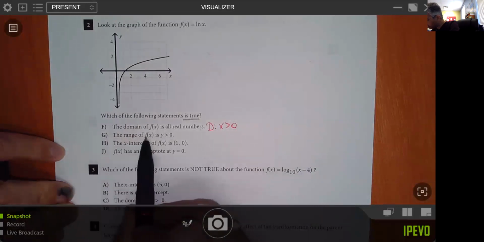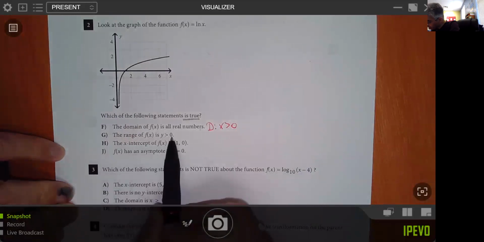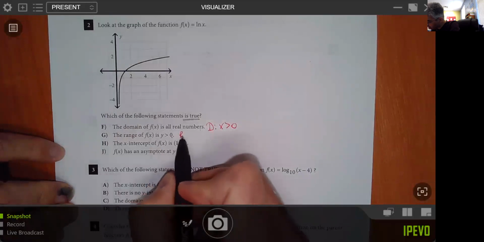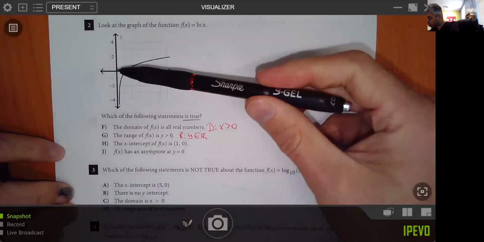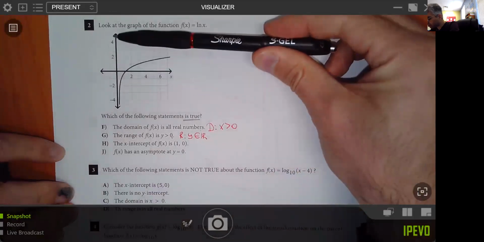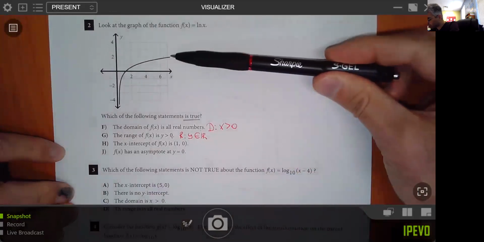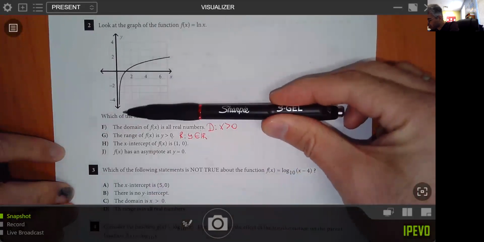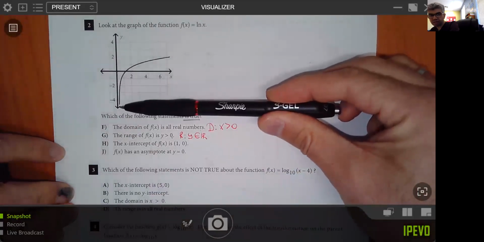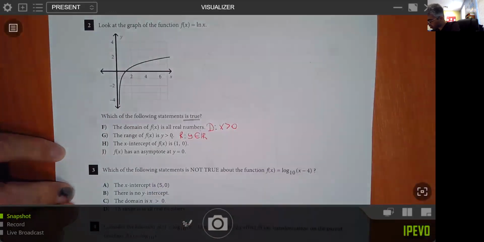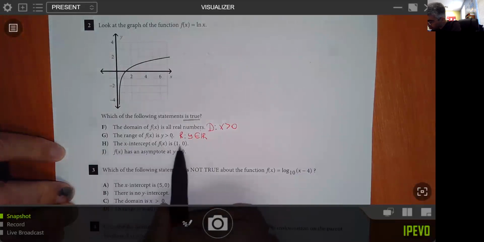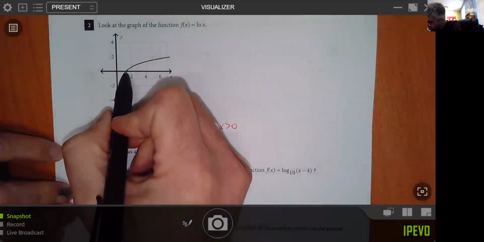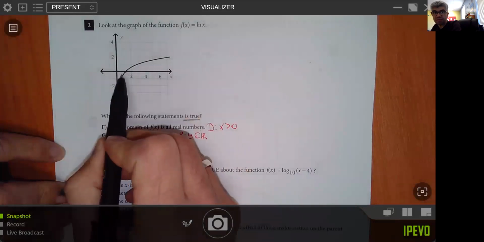The range of f of x is y greater than 0. Unfortunately, it's not correct. The range is all real numbers. You see, for positive values of y, we have a part of the graph. For negative values, we also have a part of the graph. It means the range is all real numbers. The x-intercept is (1, 0). Is it (1, 0)? It's not understandable from the graph.